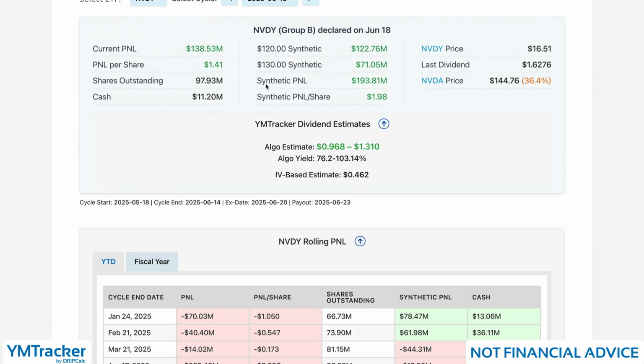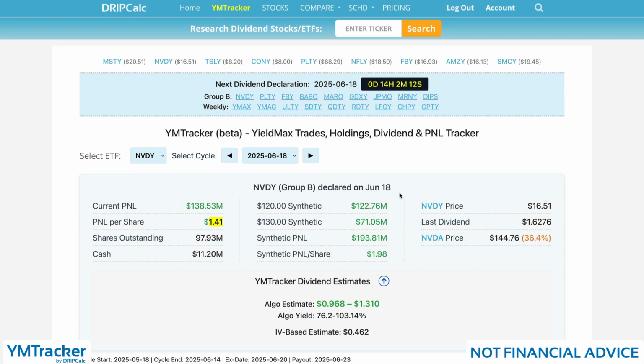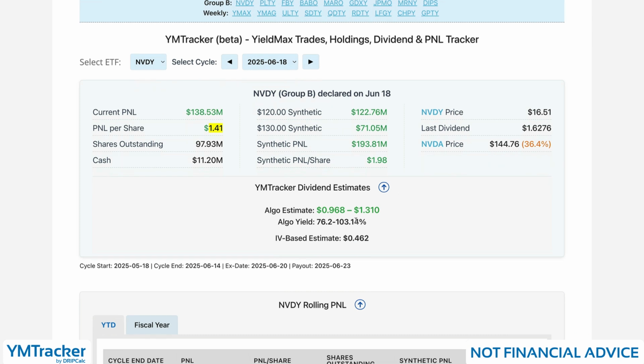So they have to be more conservative with how much they pay out this cycle, and we include that in our dividend calculation, into the dividend estimate. And as you can see, we estimate they will pay less than they've earned in the cycle. In fact, I think they'll pay about 85 cents. We'll find out in 14 hours, 2 minutes and 12 seconds. But yeah, that's the estimate.